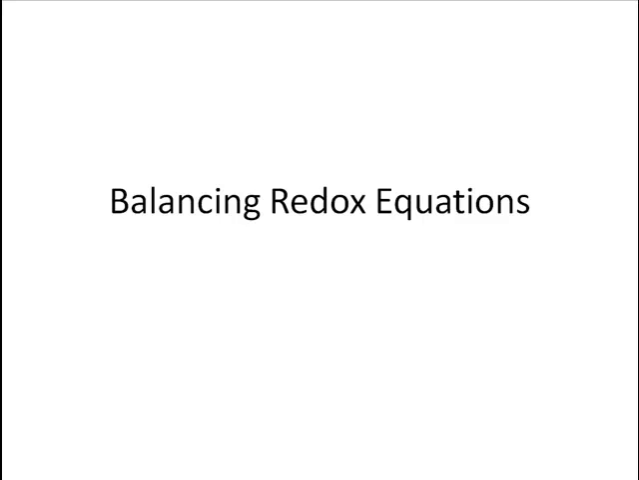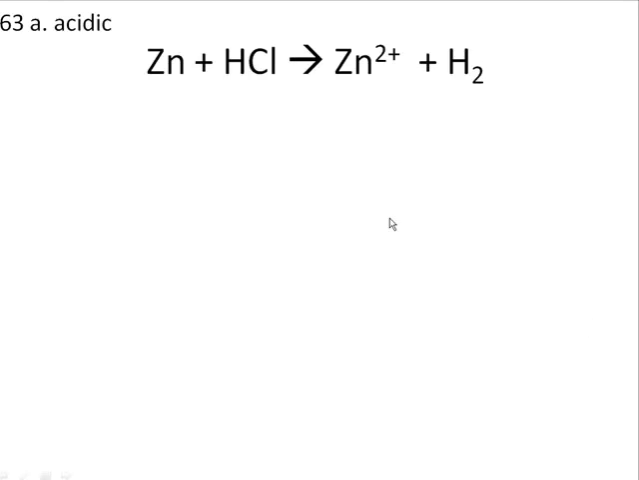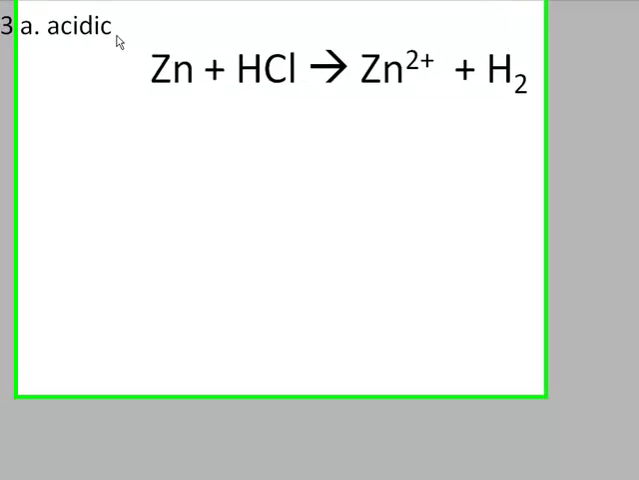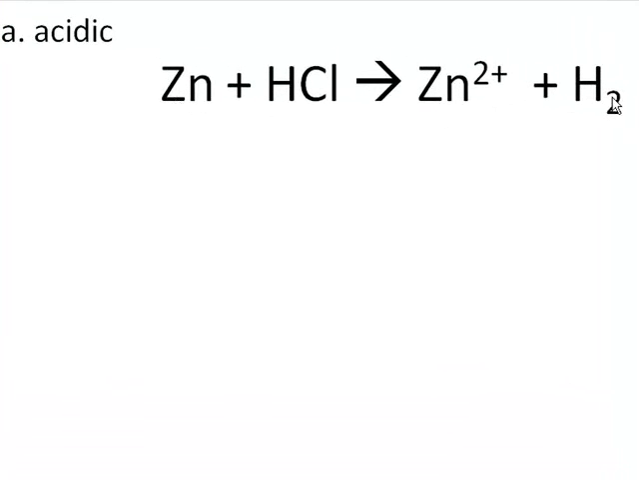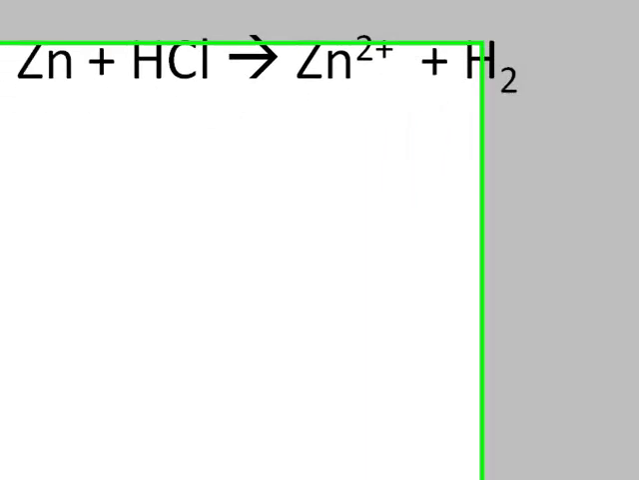Alright, right now we're going to look at how to balance redox equations and use a couple examples from the homework for the balancing of redox equations. The first one we're going to look at is 63A, and this is taking place in an acidic solution, and this is the information that's given to us for this acidic solution.